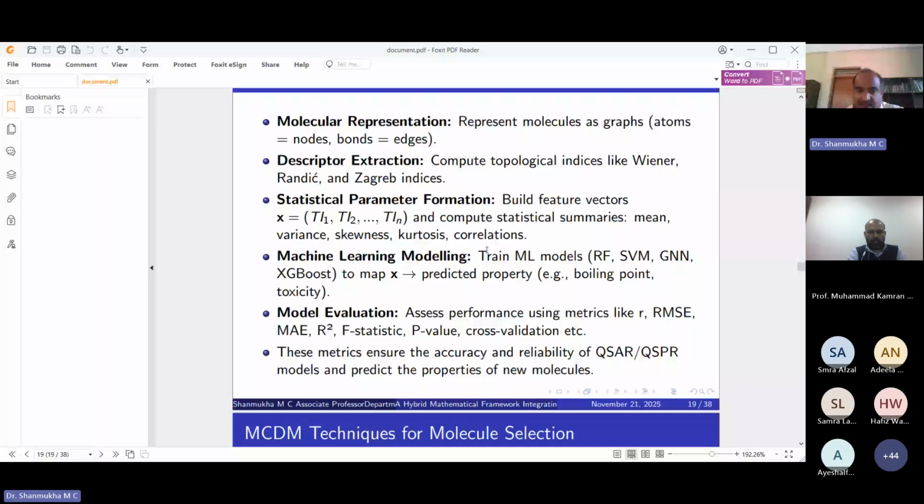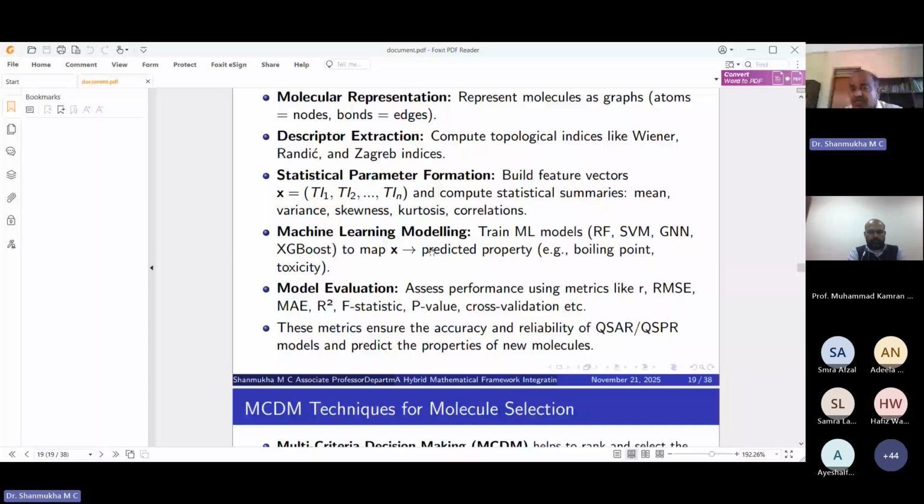Then we build a model. So machine learning modeling. First, we train machine learning models by using random forest, support vector machine, GNN, XGBoost to map X to the predicted property. Example, boiling point or toxicity.